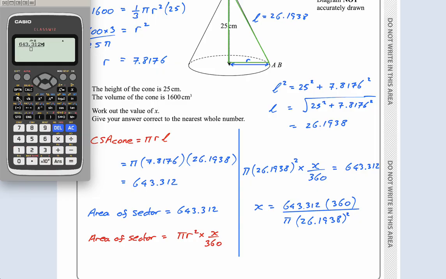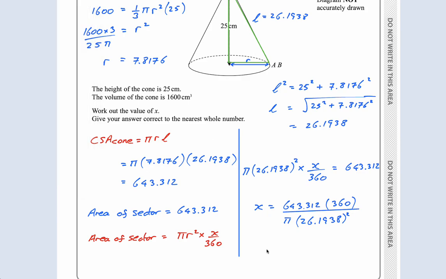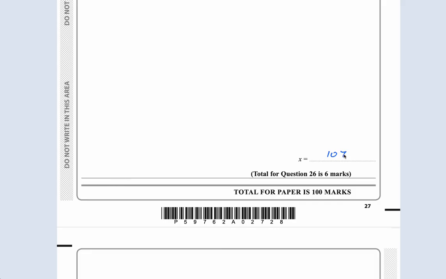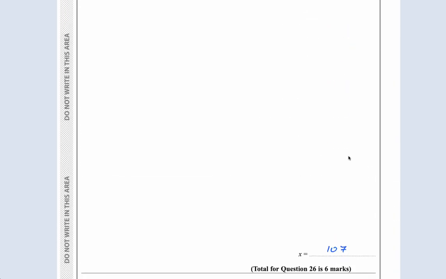643.312 times 360 over pi, use the pi button, pi times 26.1938 squared, which is 107.4427, which is right. Lovely. 107.44. He says give your answer to the nearest whole number, which is then 107. Obviously, guys, look, he's given you 2 whole pages to work on this. It's worth 6 marks. That's the end of the paper.